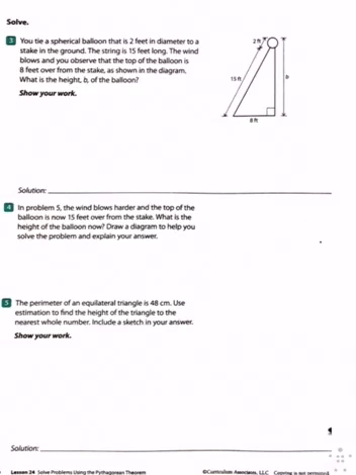Number 3, you tie a spherical balloon that is 2 feet in diameter to a stake in the ground. The string is 15 feet long. The wind blows, and you observe that the top of the balloon is 8 feet over from the stake as shown in the diagram. What is the height B of the balloon?